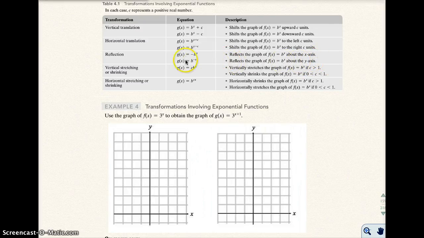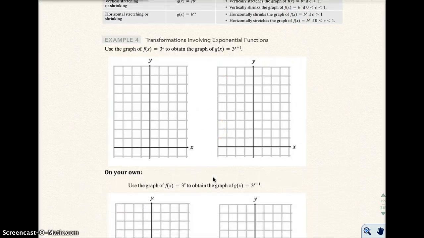We just looked at this one. And then the vertical stretching. We probably won't do that in this section. It's a little bit too much involved. Excuse me. So let's go ahead and do example 4. And let's go ahead and graph f of x equals 3 to the x. And then we'll use that to obtain the graph g of x equals 3 to the x plus 1.